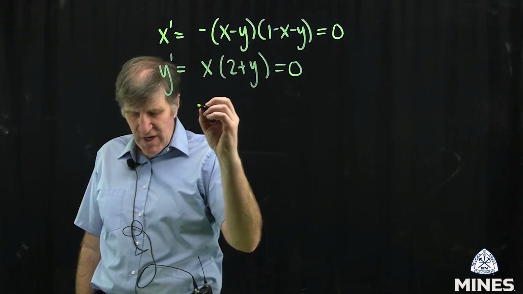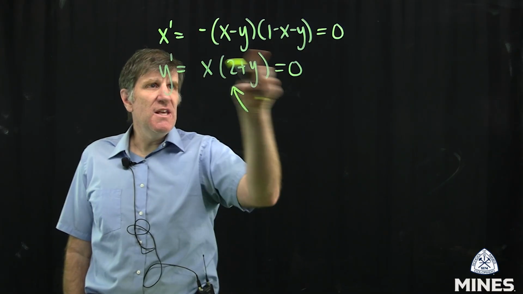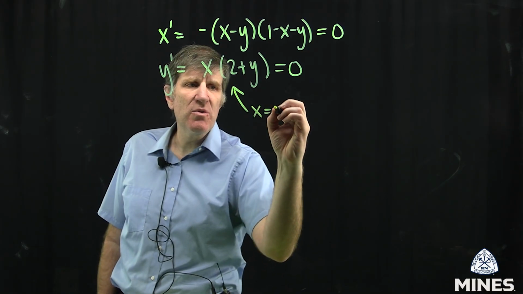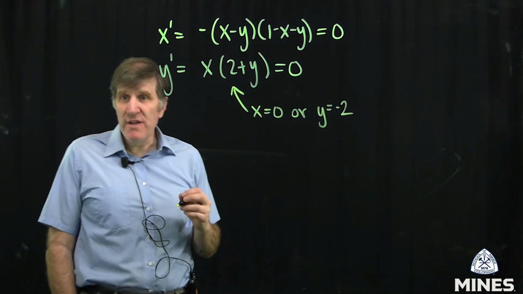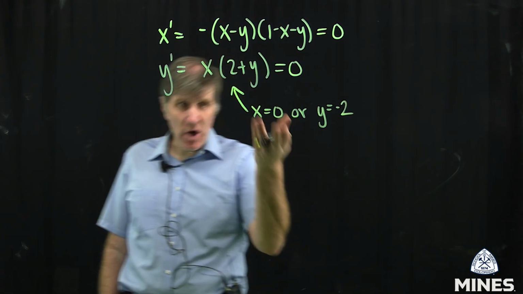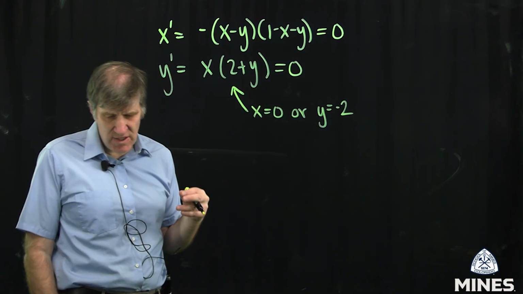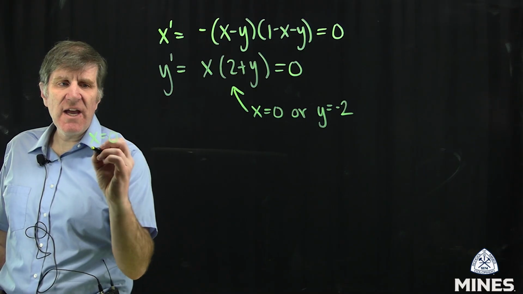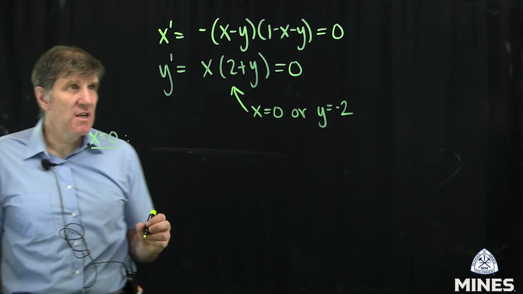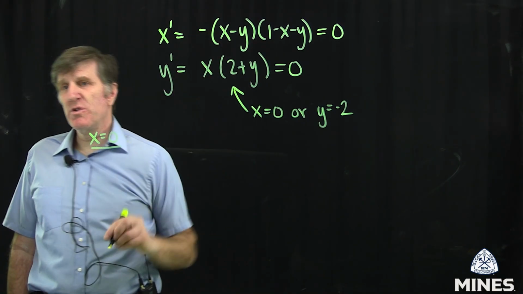So from the second equation, if this is to equal 0, I know that either x equals 0 or y equals -2. There's a couple of ways that that can be 0, and those are either x has to be 0 or y has to equal -2. So I'm going to take those one at a time. Let's take x equals 0 as a case and plug that back into the first equation.